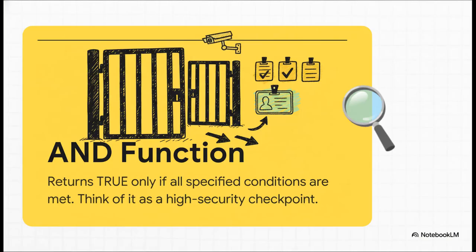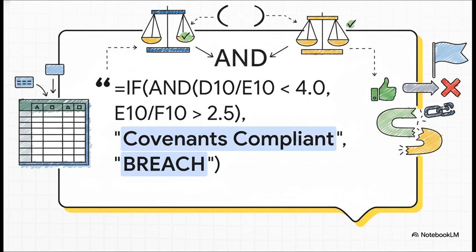The AND function is, well, it's like a high-security checkpoint. To get through, you need to show multiple forms of ID, right? And every single one of them has to be valid. If even one little thing is false, that gate is staying closed. Now, in a real-world scenario like a loan agreement, this is just invaluable. This formula is checking 2 things at once. Is the debt-to-EBITDA ratio below 4.0 times, and is the interest coverage ratio above 2.5? Both of those things have to be true to get that covenants-compliant flag. Otherwise, boom, it's an immediate breach.